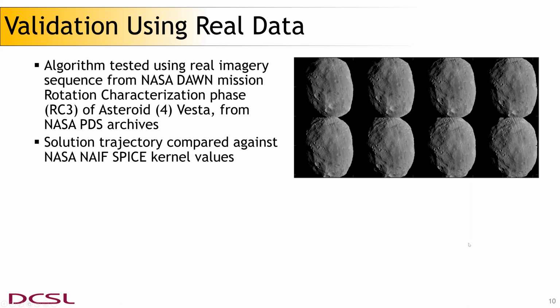And so to validate our method, we used real imagery from NASA. And this is, I think, kind of the main contribution of our paper. We use this imagery from NASA's PDS archives, and we compared this against NASA's SPICE kernel values so that we can obtain a ground truth comparison.